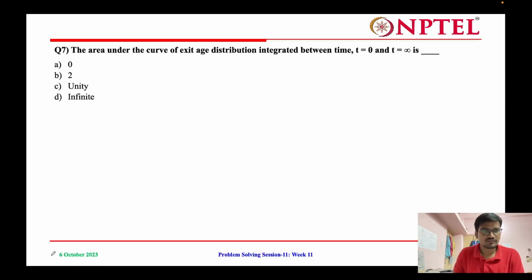Question number 7. The area under the exit age distribution curve integrated between t equal to 0 and t equal to infinity is. The options given are 0, unity and infinite. The fraction of all the components that exit the reactor after residing inside it between t equal to 0 and t equal to infinity is unity. This is based on the assumption that no tracer can remain indefinitely inside the reactor. Option C is correct.